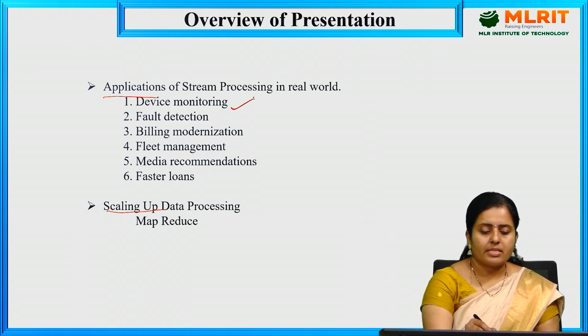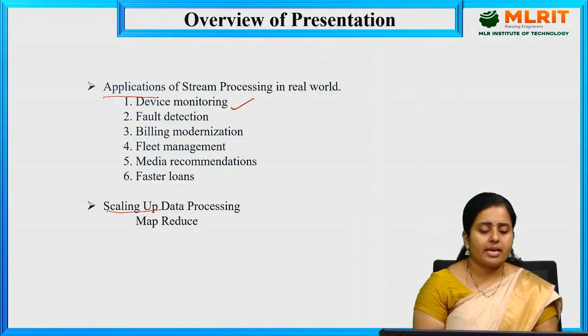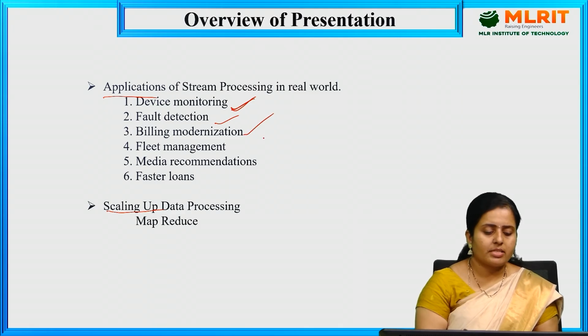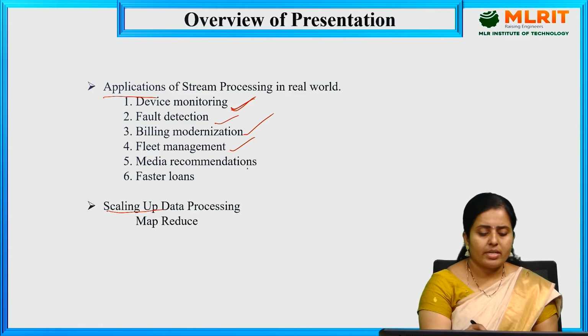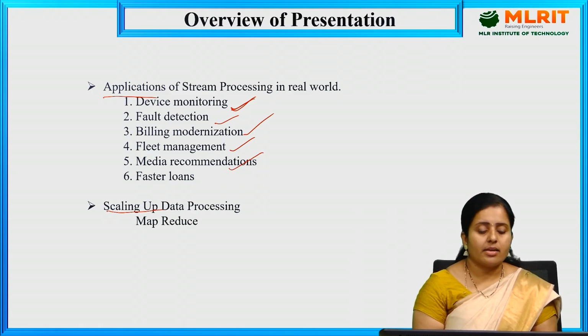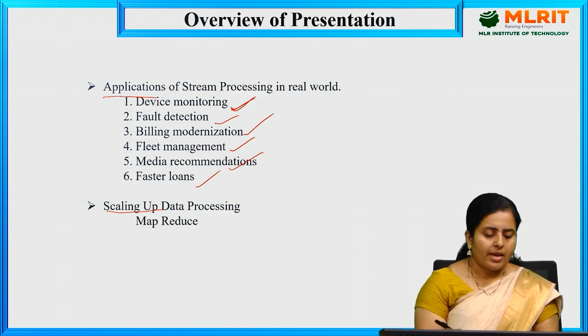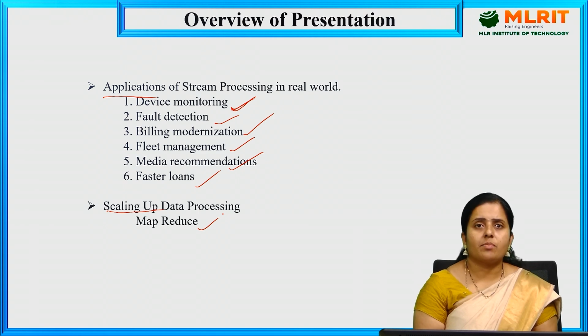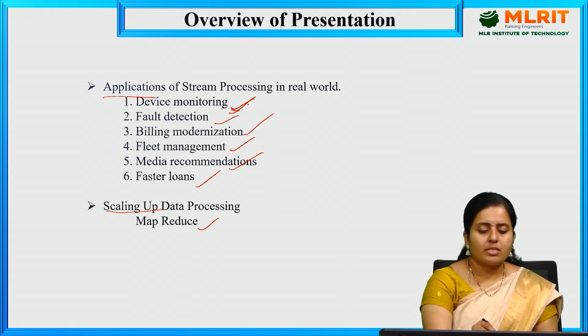The first application is device monitoring, next fault detection, and third building modernization. Next is fleet management, the fifth one is media recommendations, and at the last, faster loans. What are all these applications? We are going to learn about them in more depth in the coming slides, along with what data processing is and what scaling up data processing means. So let's start with device monitoring first.